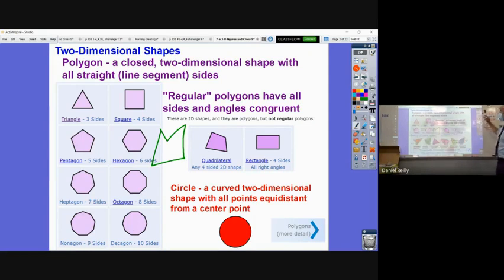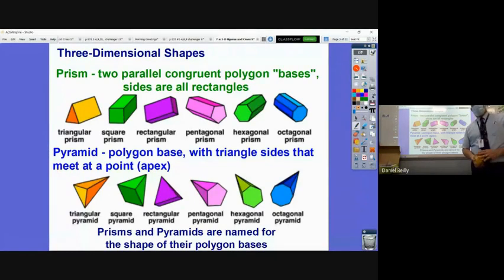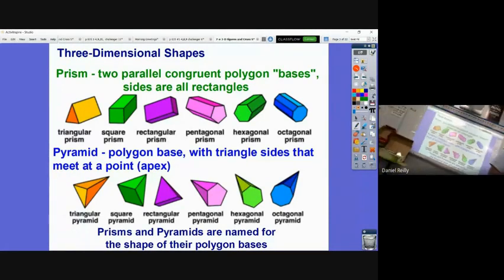Okay, so you've worked with polygons already for several years of school. Three-dimensional shapes, there are several types of them. The ones we concentrate on in seventh grade are in two categories.